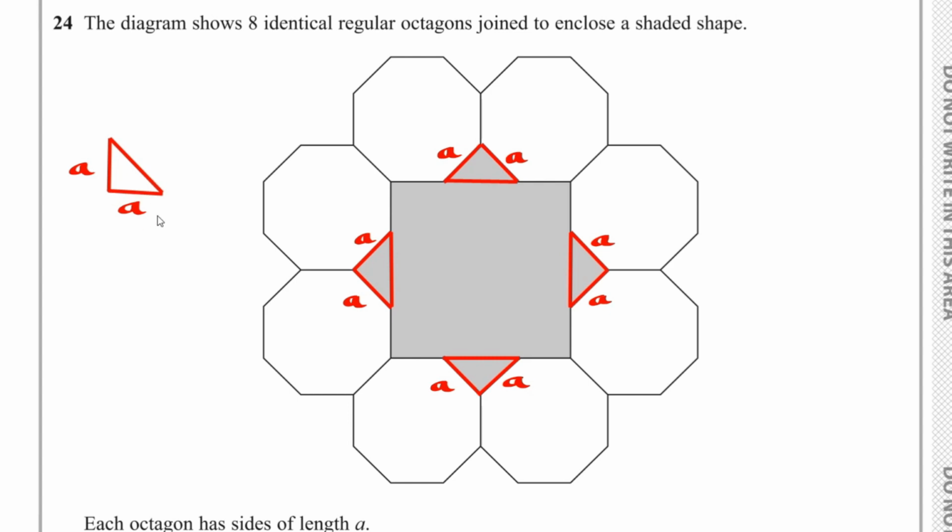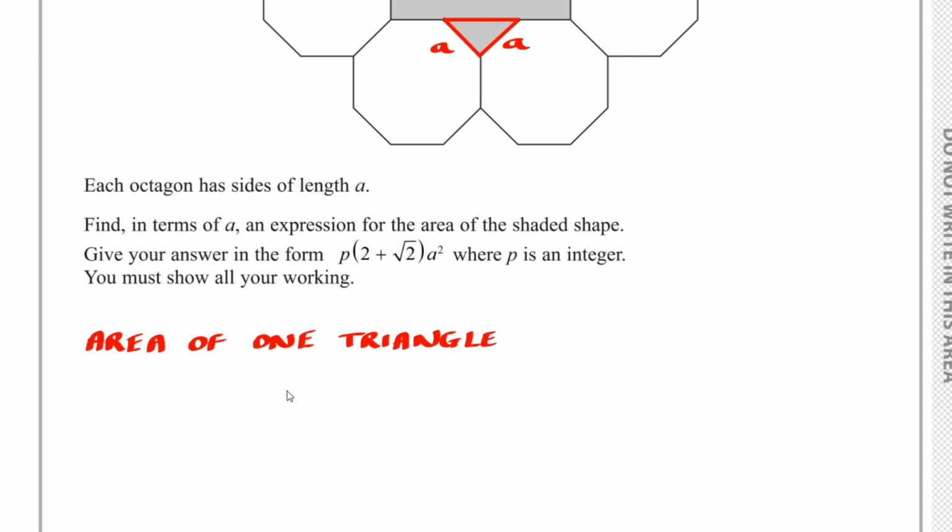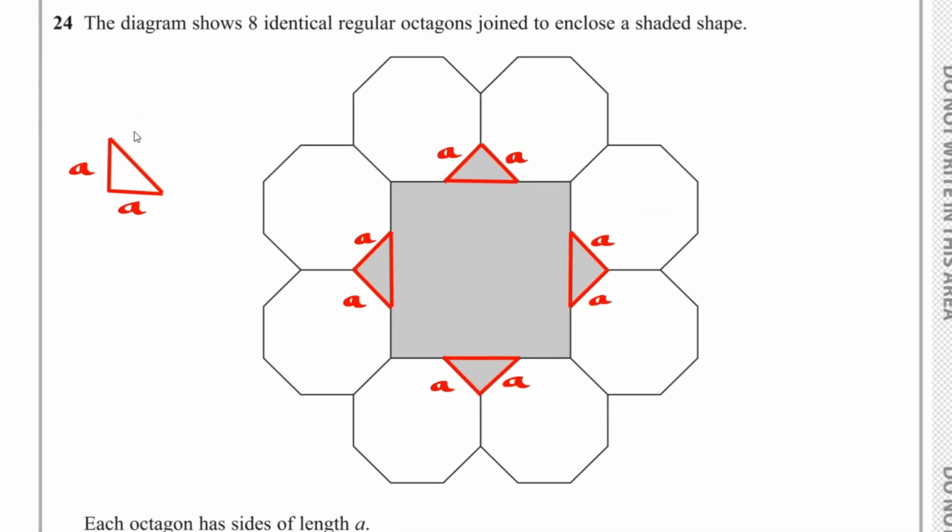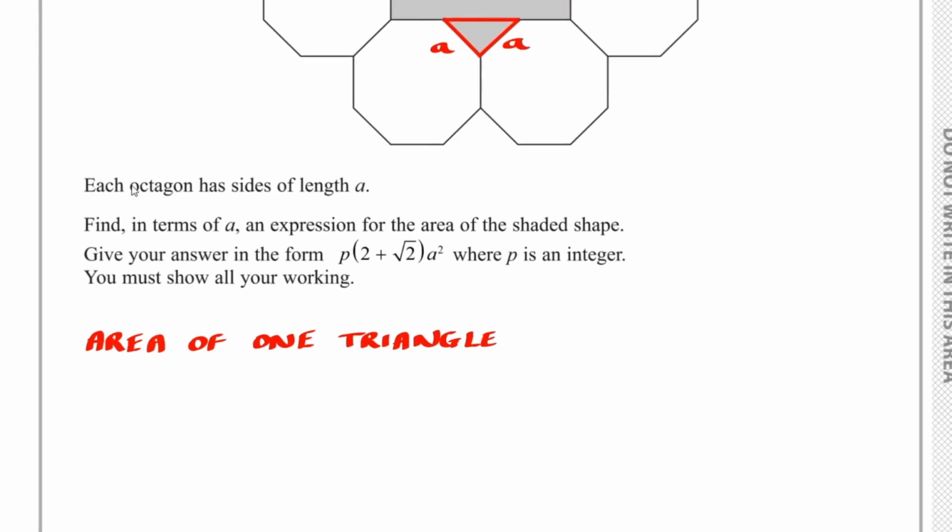We've got a right-angled triangle. The reason that helps us is because what we can do is find out the area of one of these triangles. So the area of one of these triangles, well, I've got my base being A and my height being A, so the area of one of these triangles is a half A squared.